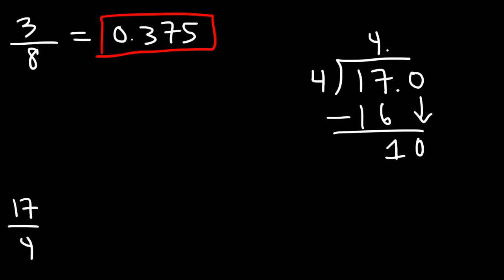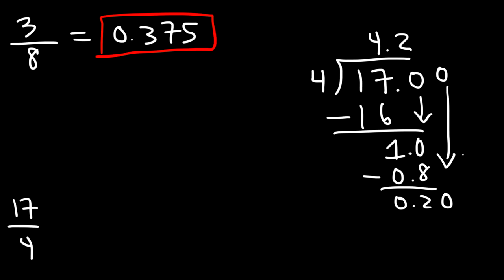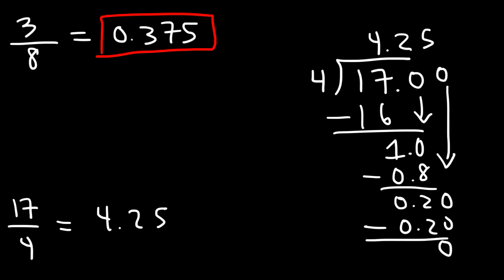Now how many times does 4 go into 10? 4 goes into 10 2 times. Technically that should be 1.0, but we're going to treat it as if it's 10. 4 times 2 is 8, so 4 times 0.2 is 0.8. So we have a difference of 0.2. And 4 goes into 20 5 times. 4 times 5 is 20, and so the remainder is 0. So therefore we can say that 17 divided by 4 is 4.25. And that's it for this one.